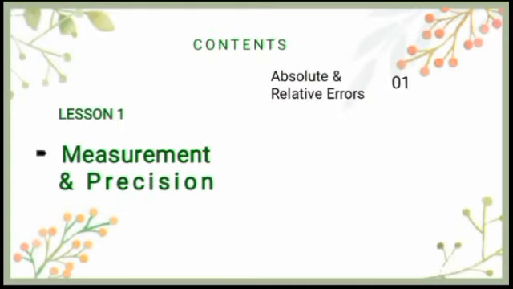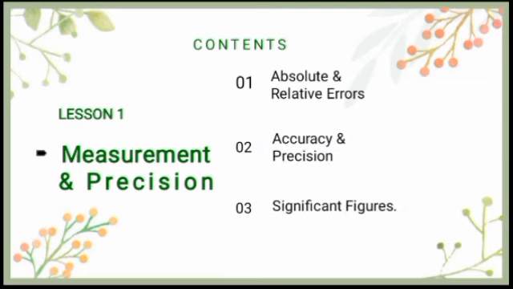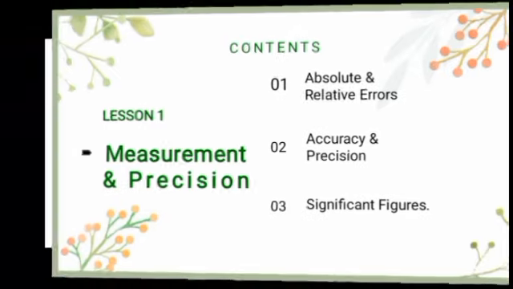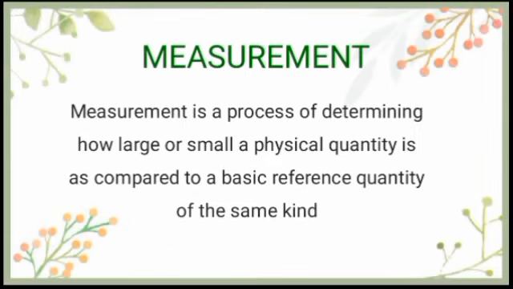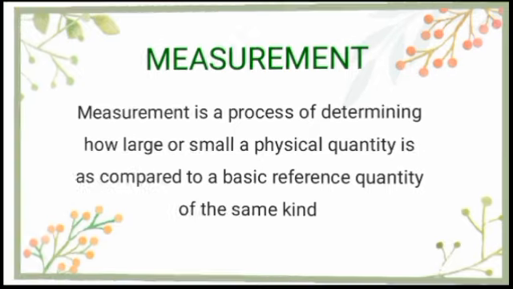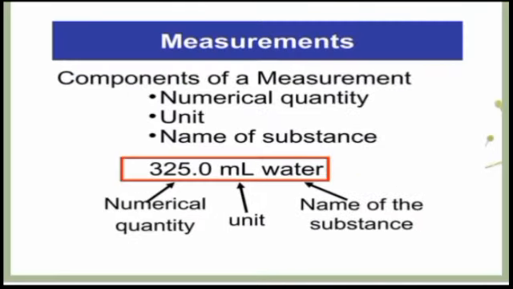Today, we'll be taking measurements in precision, under which we have absolute and relative errors, accuracy and precision, significant figures. Now, what are measurements? Measurement is a process of determining how large or how small a physical quantity is as compared to a basic reference quantity of the same kind. And measurement is the process of finding a number that shows the amount of something, either how small that thing is or how big that physical quantity is.